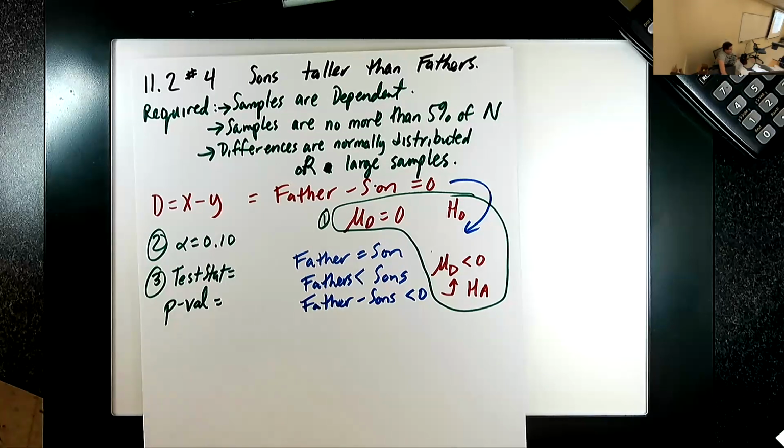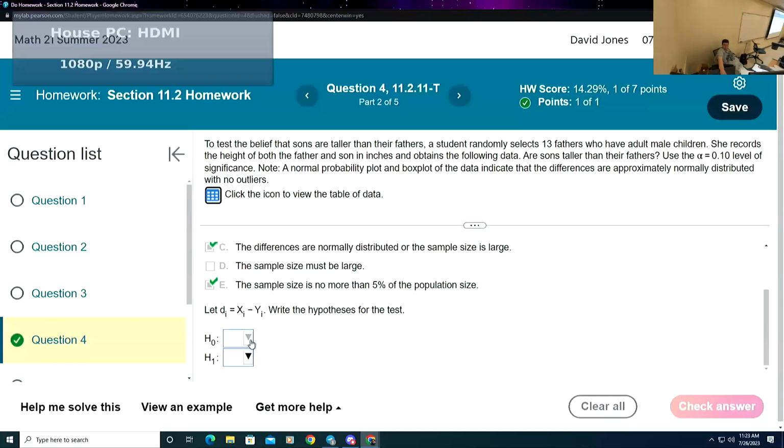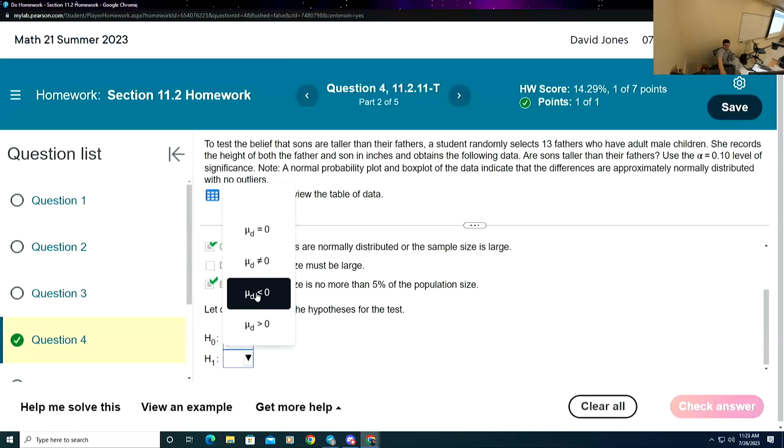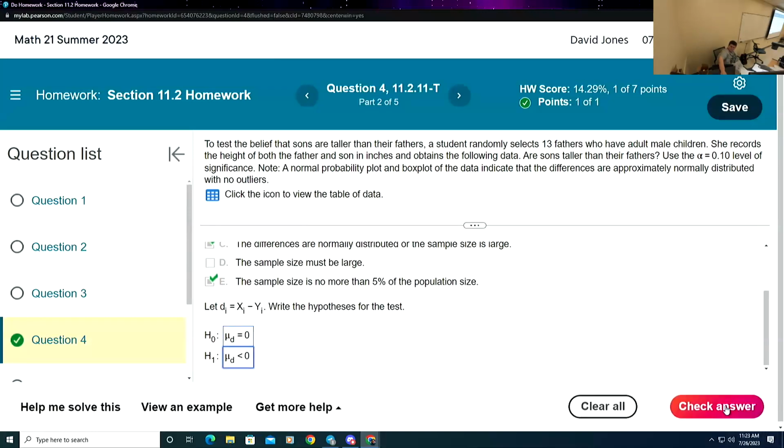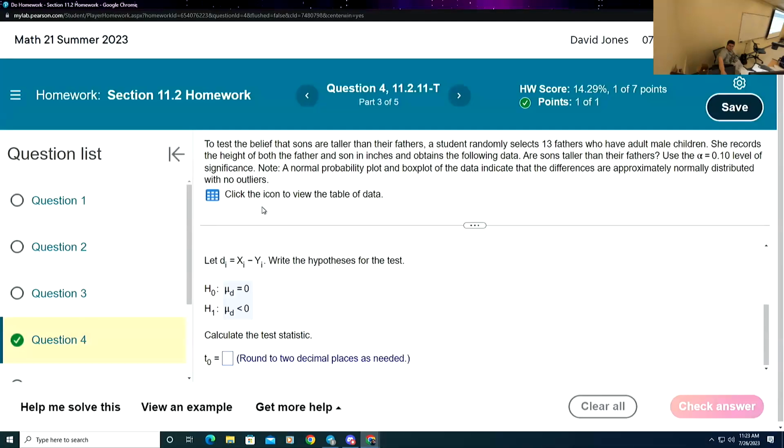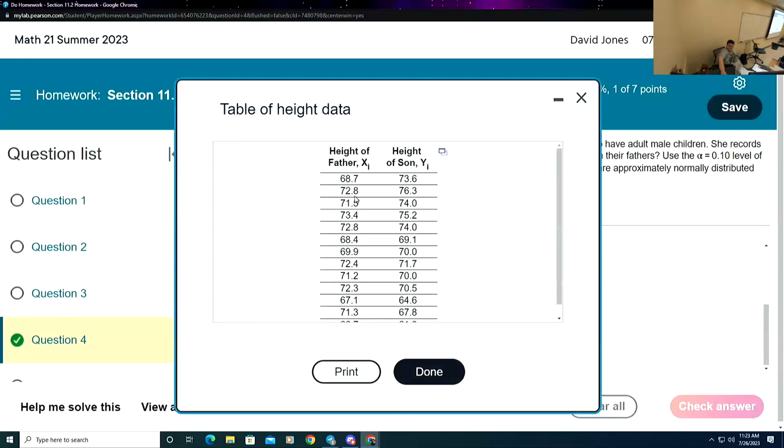You guys ready? We'll put that in right here. Mu D equals 0, and mu D was less than 0. That's what we just talked about. And now to find the test statistic and p-value, we got to come over here and look at this.